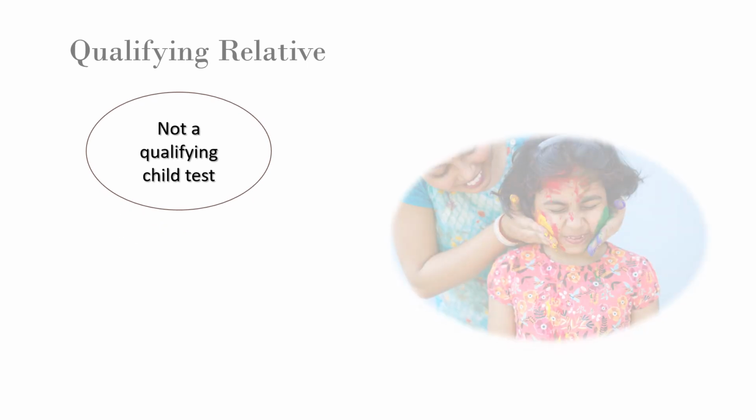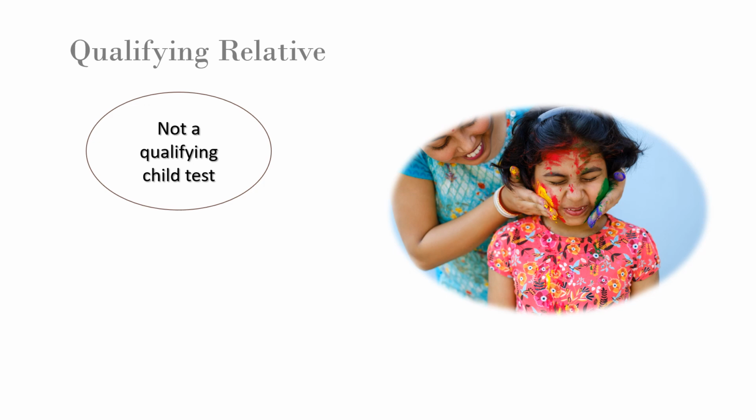A qualifying relative is someone who meets specific criteria set by the IRS. Unlike a qualifying child, a qualifying relative can be any age. A child isn't your qualifying relative if the child is your qualifying child or the qualifying child of any other taxpayer. So that means a qualifying child cannot be a qualifying relative.